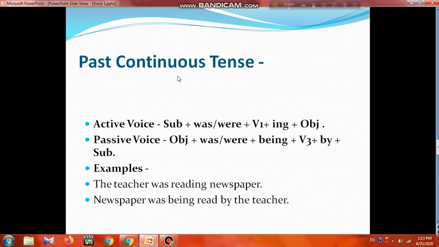Then comes past continuous tense. Active voice is subject, was or were, B1 plus ing, object. If I want to change it to passive, it will be object, was or were, being, B3, by plus subject. The teacher was reading a newspaper. So the newspaper was being read by the teacher.